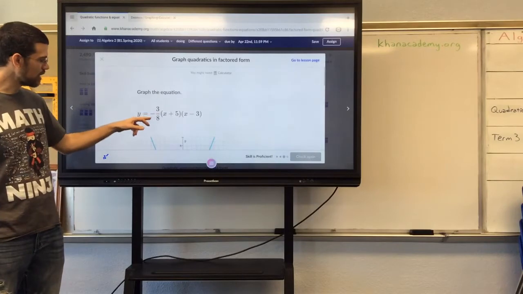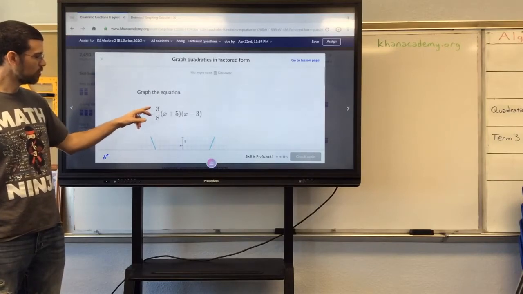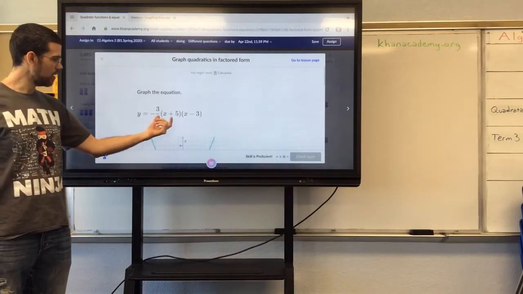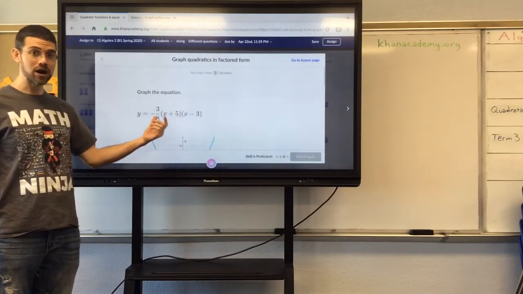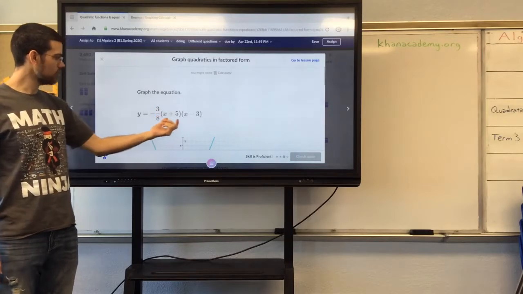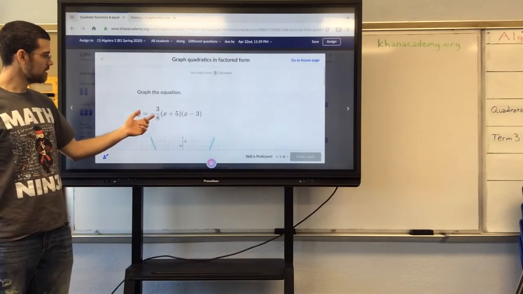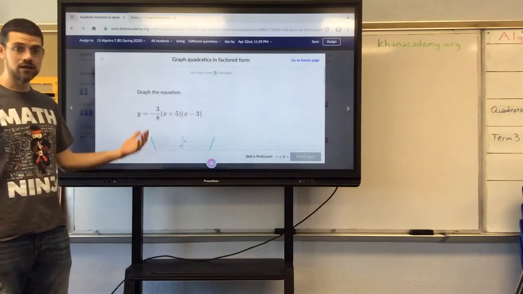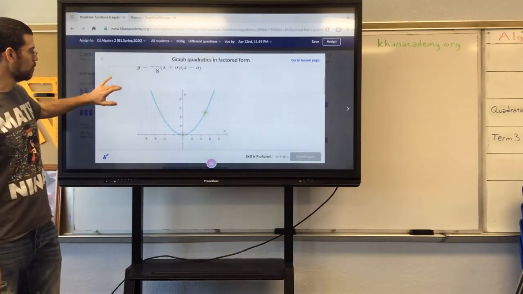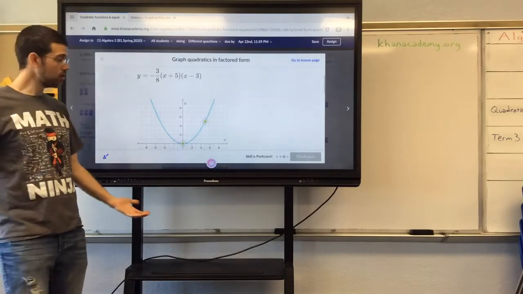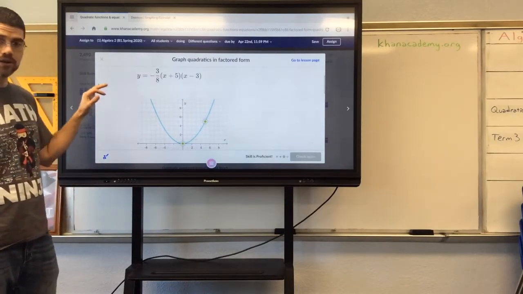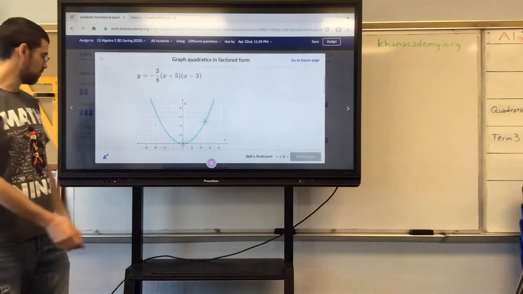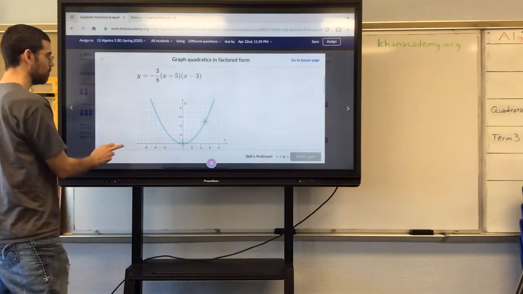That means that we have the greatest common factor here. And then the other factors that include the variable term are here and here. So negative 3/8 times x plus 5 times x minus 3 is our function. And we're told to graph it. Well, in order to graph this function in factored form, the easiest way to do it is to find the zeros of the function. So that's what we'll start by doing.